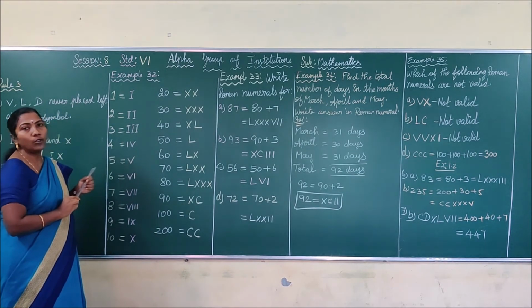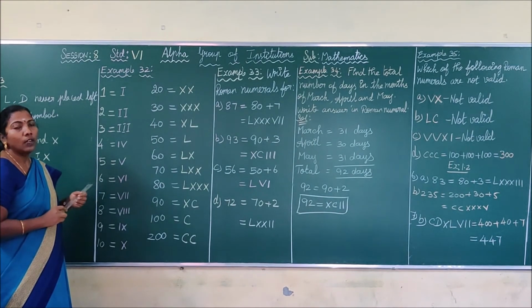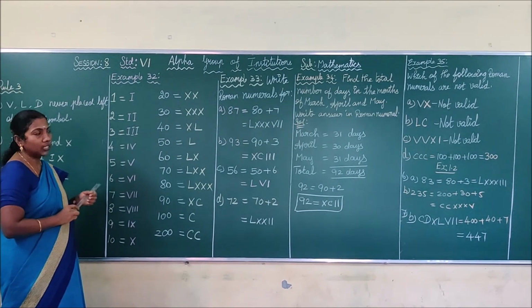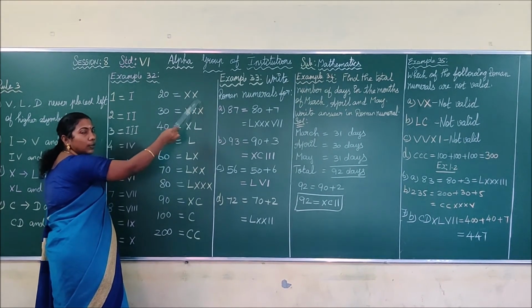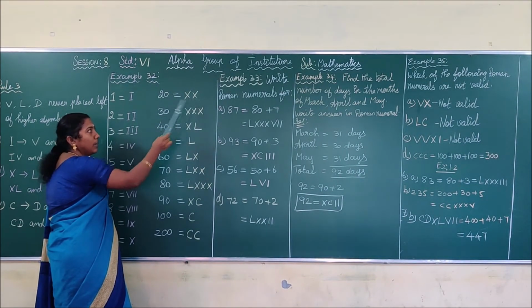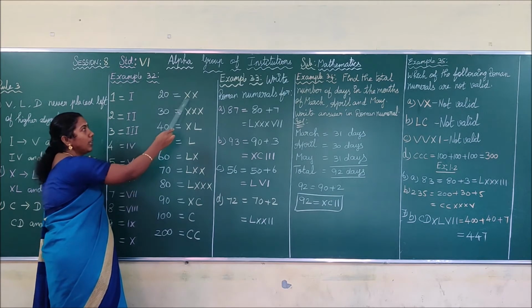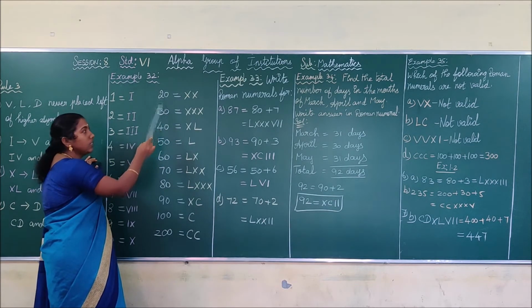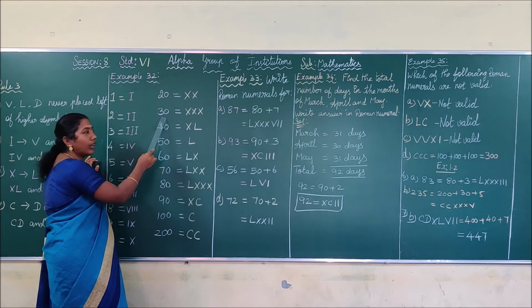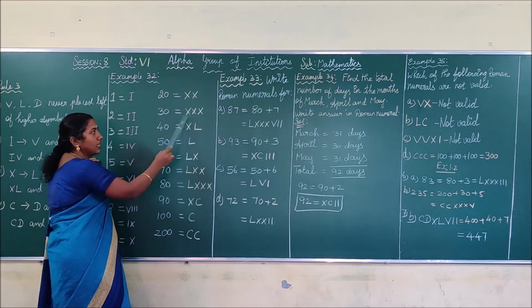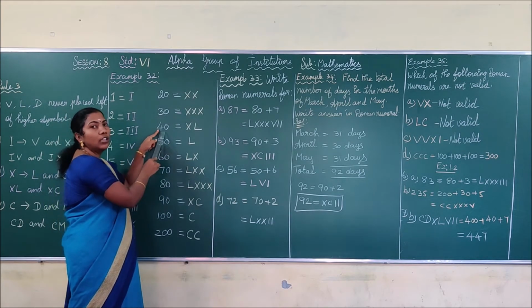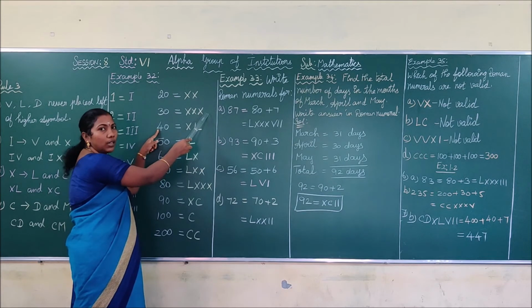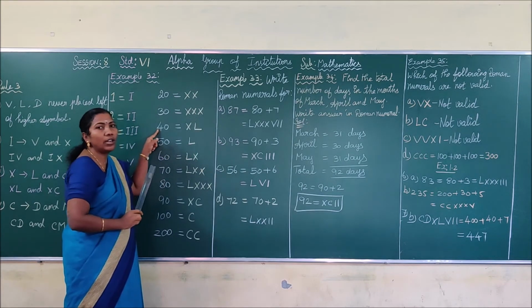For 20 you have to write the 10 two times. What is the symbol for 10? X. So you have to write X two times. XX. Okay, as by rule 1, if the symbols are repeated, the values are added. So 10 plus 10, you get 20. Similarly for 30 you have to write X 3 times. That is XXX. If you add 10 plus 10 plus 10, you get 30. For 40, you don't have to write X 4 times, because symbols are repeated a maximum of only 3 times.